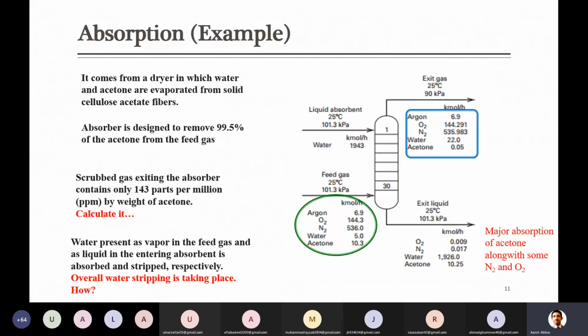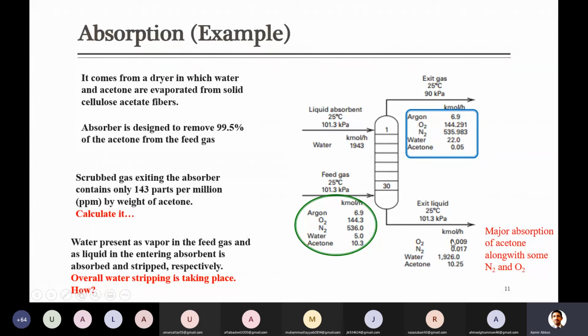Two things are important, which I discussed in the last slide. When there is anything you want to remove, you don't remove 100%; as he mentioned, 99.5% of the acetone is removed. At the same time, when you are absorbing from the gas, it is not only the one component that you want to remove that gets absorbed, but other components present in the gas are also absorbed in small amounts. For example, here you can see oxygen and nitrogen.